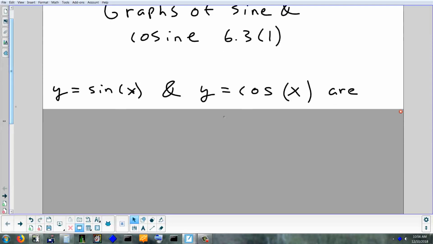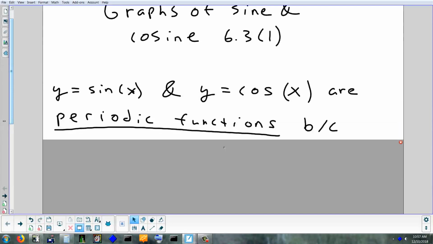So the 2 we're going to start out looking at, sine x and cosine x, fall under a special category of functions, and they're called periodic functions. Nothing we've studied up to this point has been a periodic function. We've studied radicals, logs, exponentials, quadratics, linear equations, rational. None of those are periodic. Periodic has to do with when you graph it, you see a pattern repeating over and over.